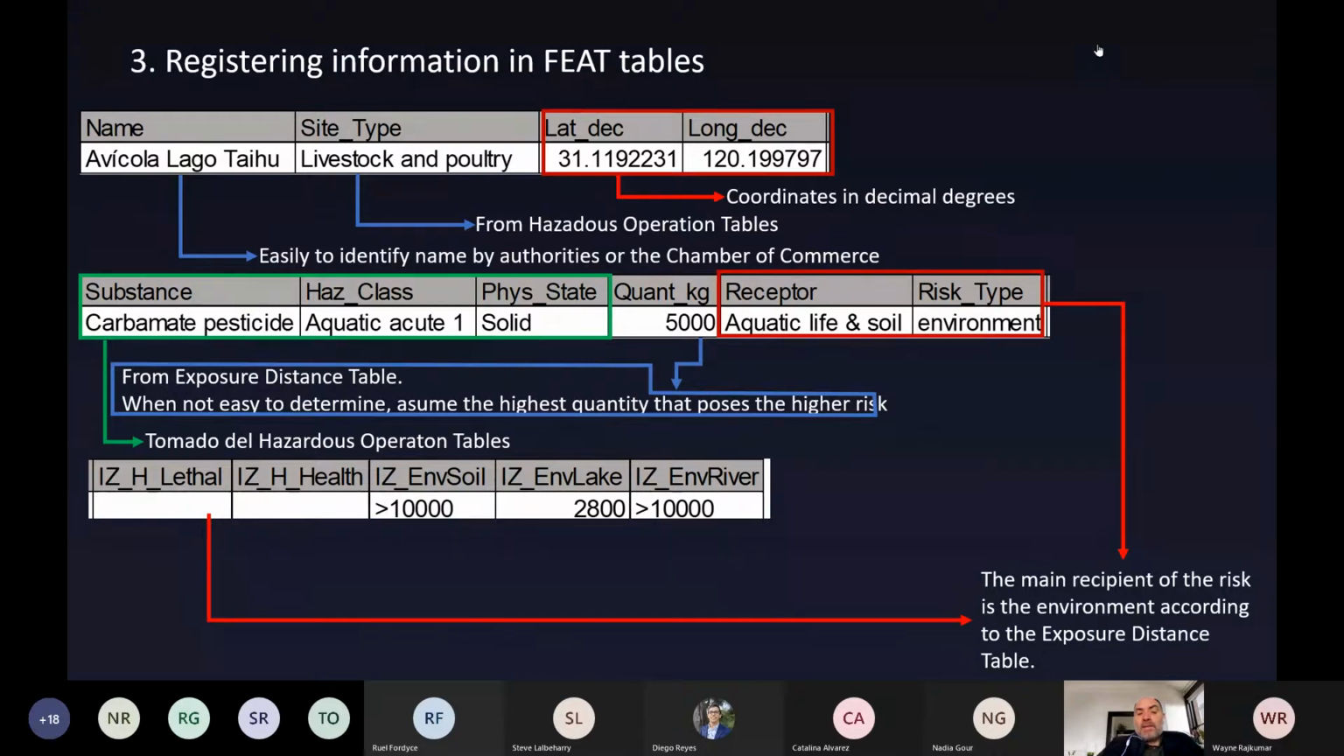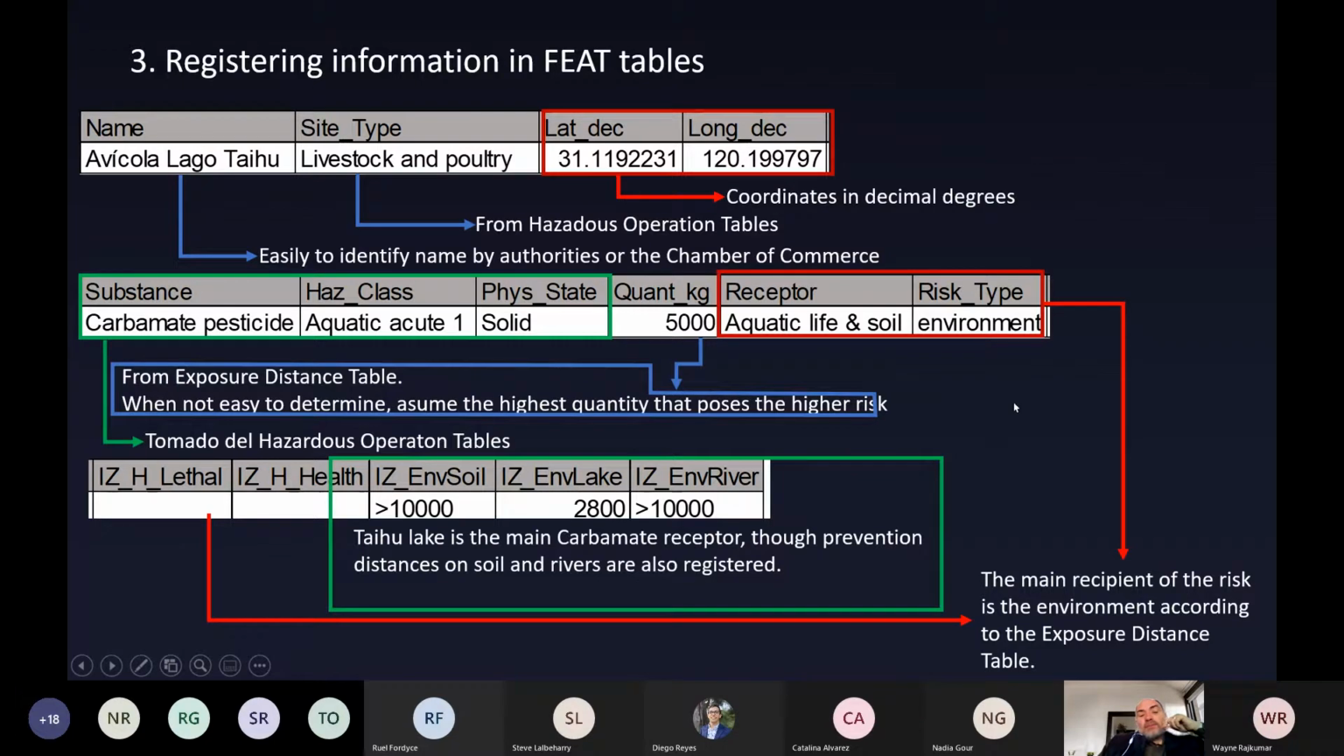So at the end, we record the distances that are suggested for the substance. Just one more click, please. With these distances, what we are trying to do is have a precautionary area where we act, displacing people or avoiding some kind of activities in this area.